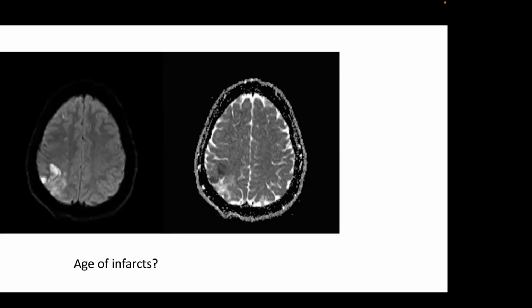Hovhannes, are you still with us? Yes, hi. So looking at this diffusion scan and the ADC map, can you predict whether this infarct occurred at one time, or could there, in a sense, be an acute infarct superimposed on a chronic infarct?